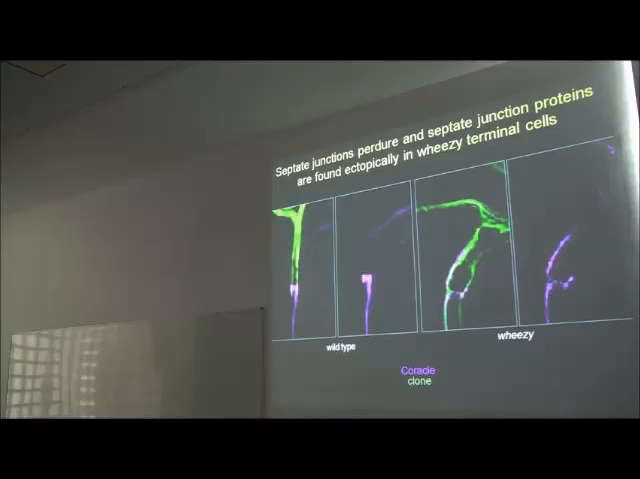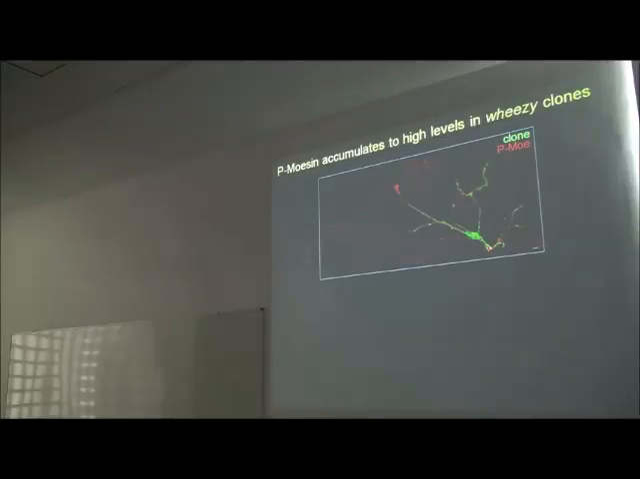In addition, when we look at components of septate junctions, we see inappropriate localization out towards the tips of the cells, in places where you normally wouldn't expect to see septate junctions. So back to our old friends, phospholamine problems.